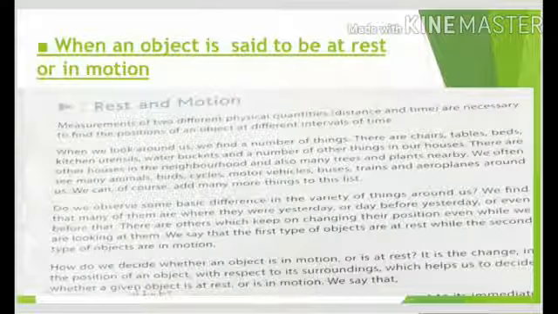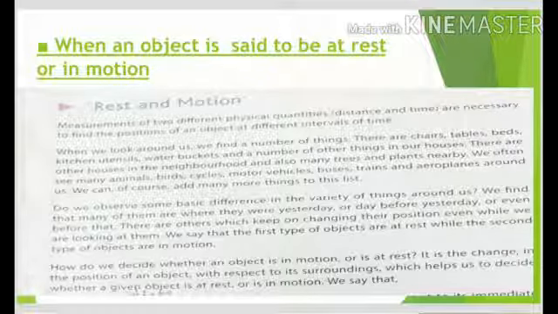Now come to today's topic, when an object is said to be at rest or in motion. Measurement of two different quantities, that is distance and time, are necessary to find the position of an object at different intervals of time. Means when we look around, we find a number of things. There are chairs, tables, beds, kitchen utensils, water buckets, and a number of other things in our houses. There are other houses in the neighborhood and also many trees and plants nearby. We often see many animals, birds, cycles, motor vehicles, buses, trains, and aeroplanes around us. We can, of course, add many more things to this list.